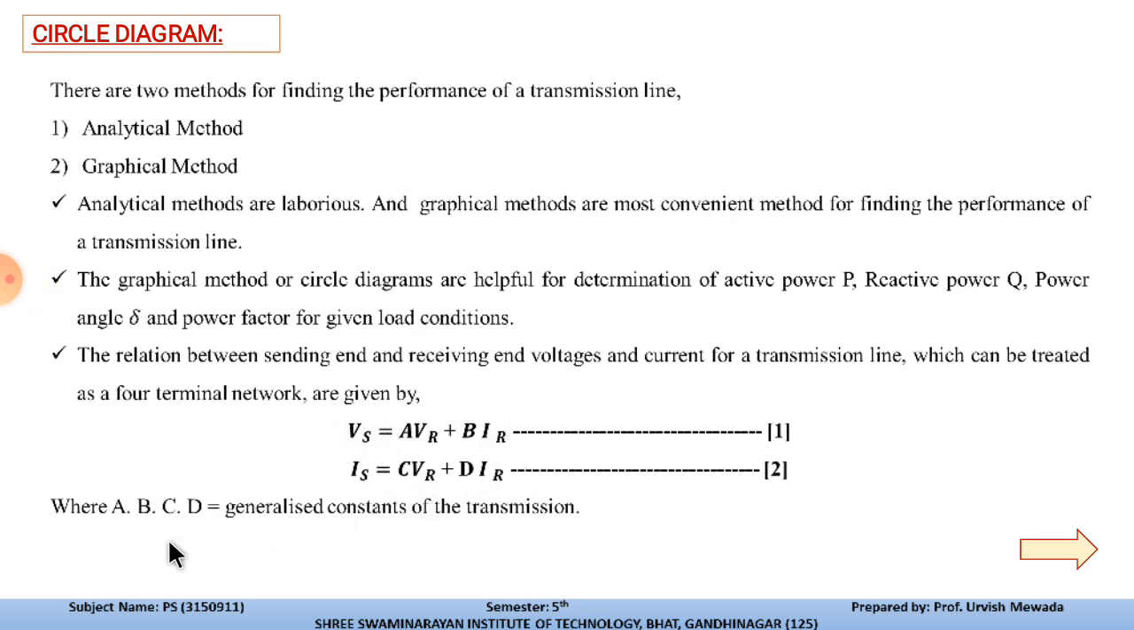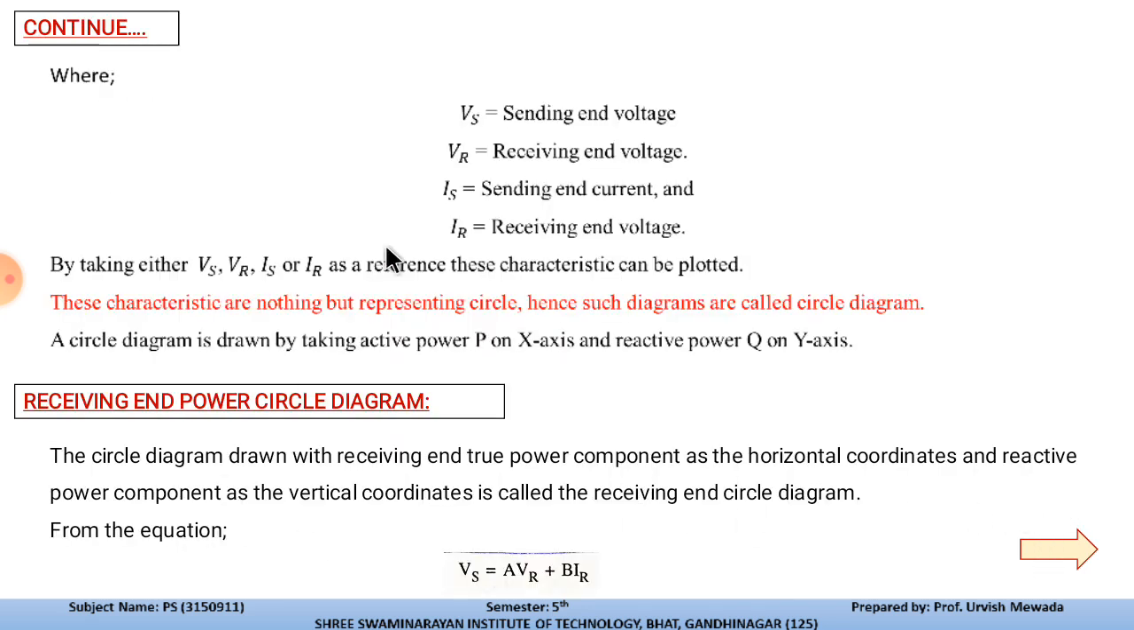Now ABCD are the generalized constants of the transmission line. In the above equation, Vs is the sending end voltage and VR is the receiving end voltage, IS is the sending end current and IR is the receiving end current. There was a typing mistake on the slide; IR is the receiving end current.